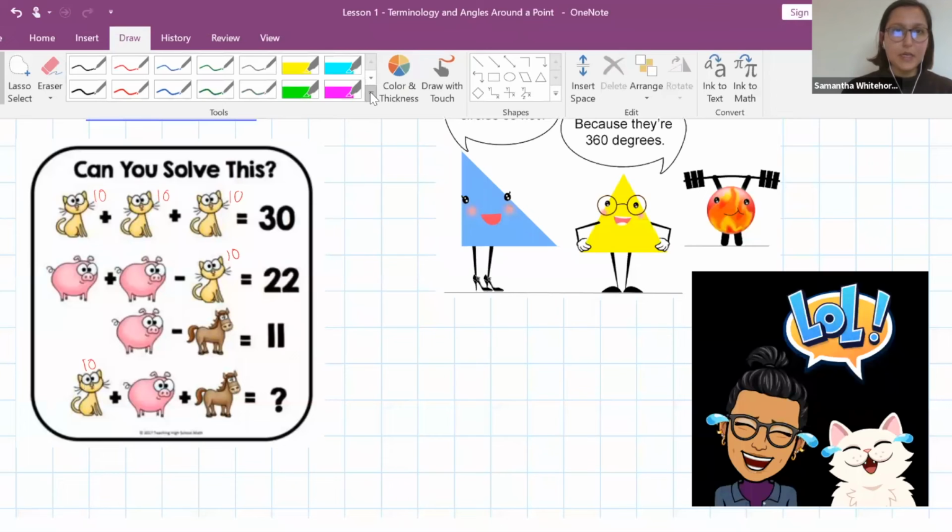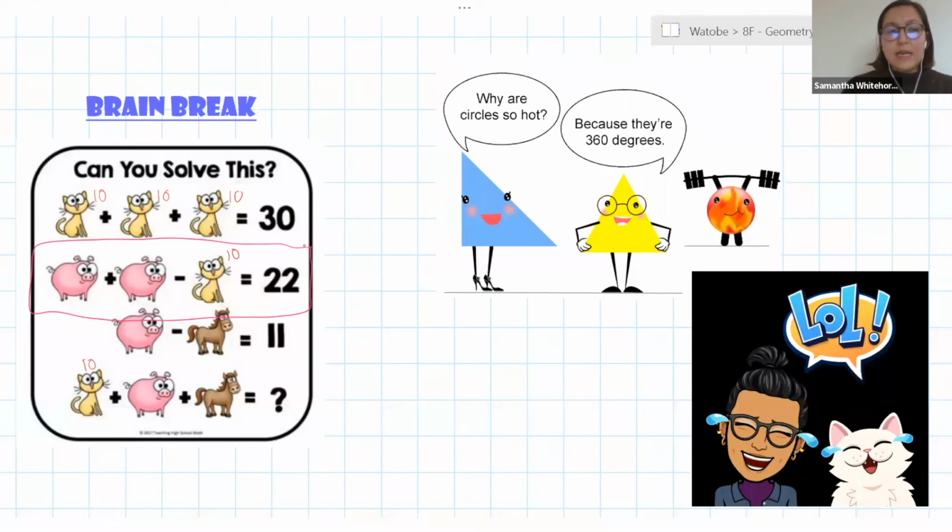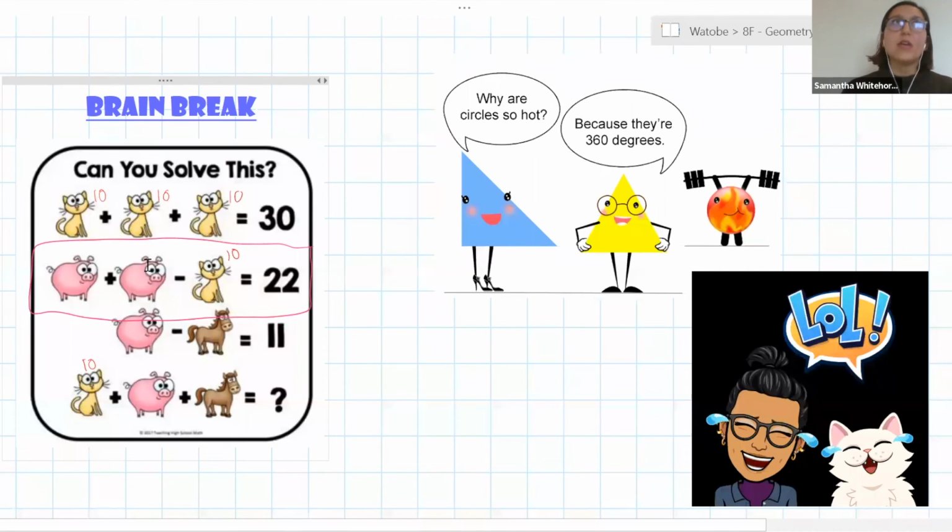So the pig, we know that if we look at the second step here, when I add 2 pigs and take away a cat, I need to get 22. Now I need to think carefully about this. I'm adding 2 values together, but then I have to take away 10 in order to get 22. So now I need to think, okay, well, if I add 10 to 22, I'm sitting at 32.